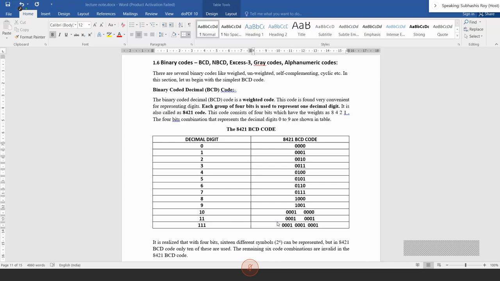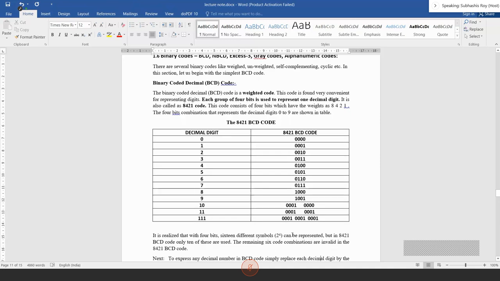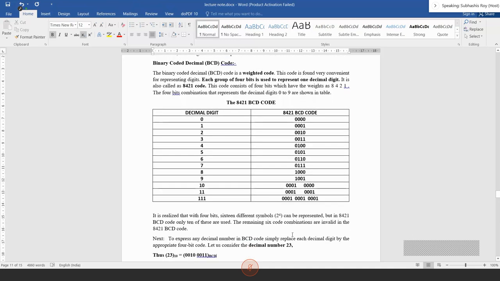With respect to size, binary representation is better. But this code also has some advantage over binary. So let's discuss that. One disadvantage of this code is it requires more bits with respect to binary. But there is an advantage also.